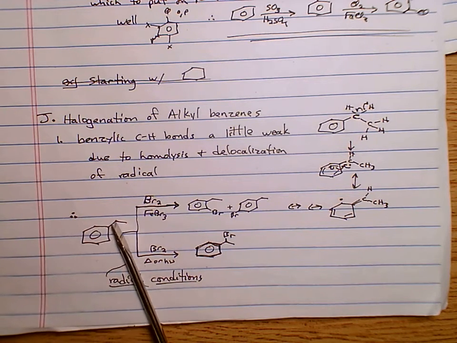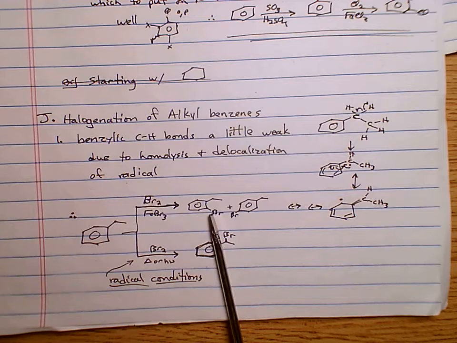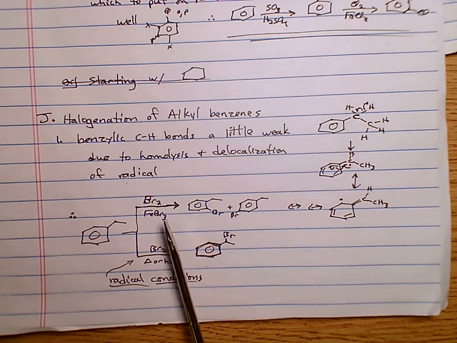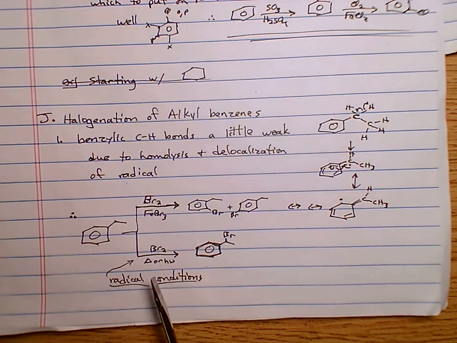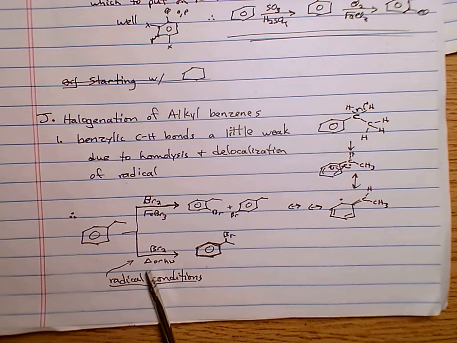If you had ethylbenzene and you just said Br2, FeBr3, this is our normal, okay, this is an ethyl group, it's an ortho-para director, you would get this. But what if we put it under radical conditions? What if instead of Br2 FeBr3, we did Br2 with heat or light, radical conditions?